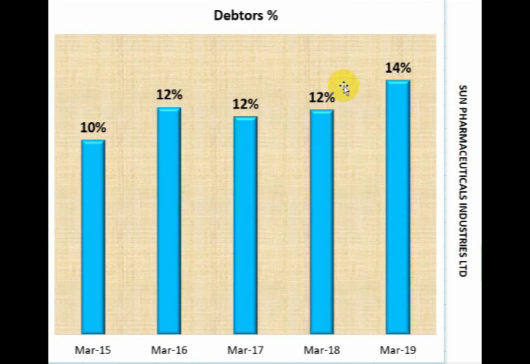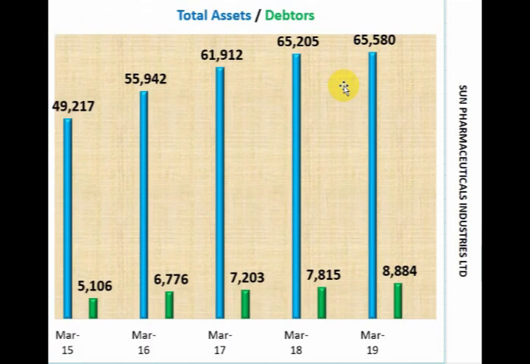A high debtors percentage would generally mean that the company is not efficiently collecting payment from its customers, and a high debtor percentage may also mean that the company is giving high credit days to its customers to pay back. So here in this chart we see indicated in green the amount of money to be collected from customers in March 19 was 8,884 crores out of the total assets of 65,000 crores.